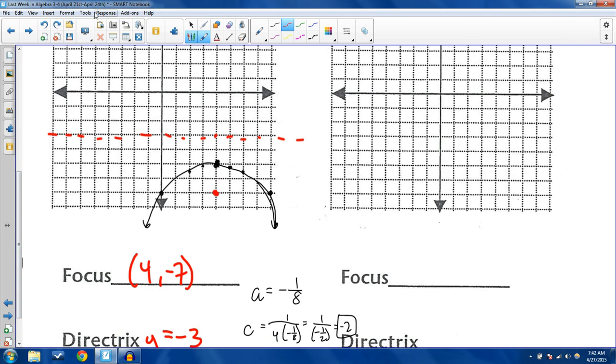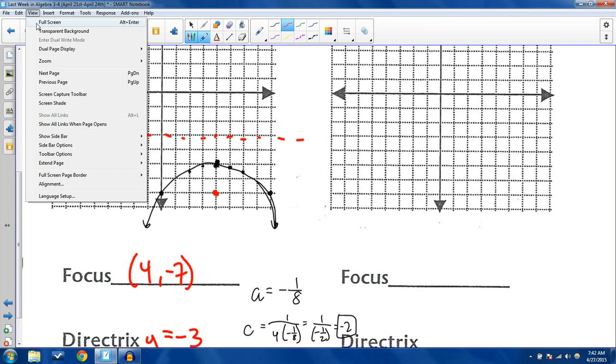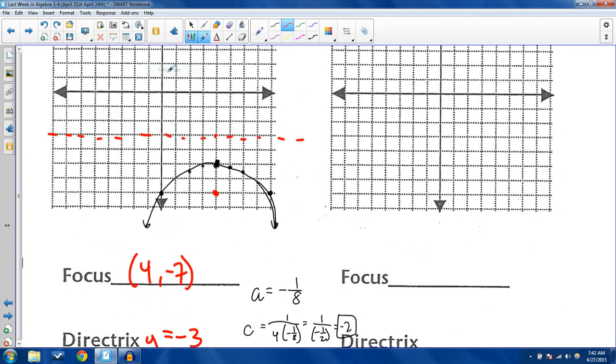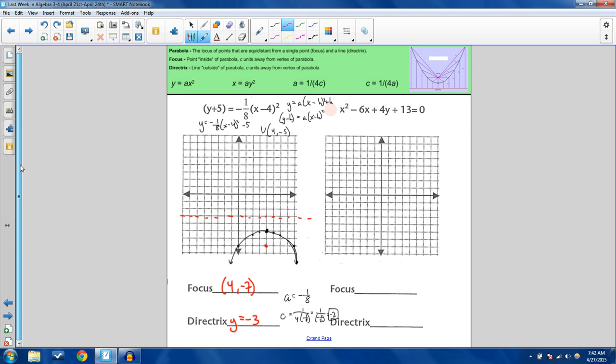I can zoom out a little bit so I get this all in one thing. Where's view? View, zoom. Let's do entire page. There we go. That gives you a little more. I think you were too claustrophobic there.